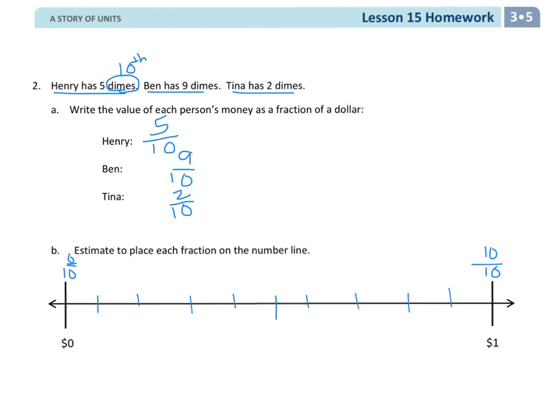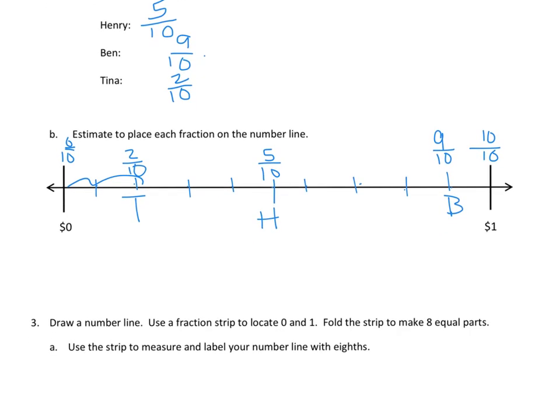So now I want to find each of these, and I'll start with Henry. He's at 5/10. So 1, 2, 3, 4. This is 5/10. And that's Henry. Ben is 9/10. So that's 5. I can go 6, 7, 8, 9. This is 9/10. And that's Ben. And then Tina is 2. So 1, 2. That's 2/10, which is Tina. So there's my number line breaking out into tenths. And you'll see that my partitions are not all completely equal.